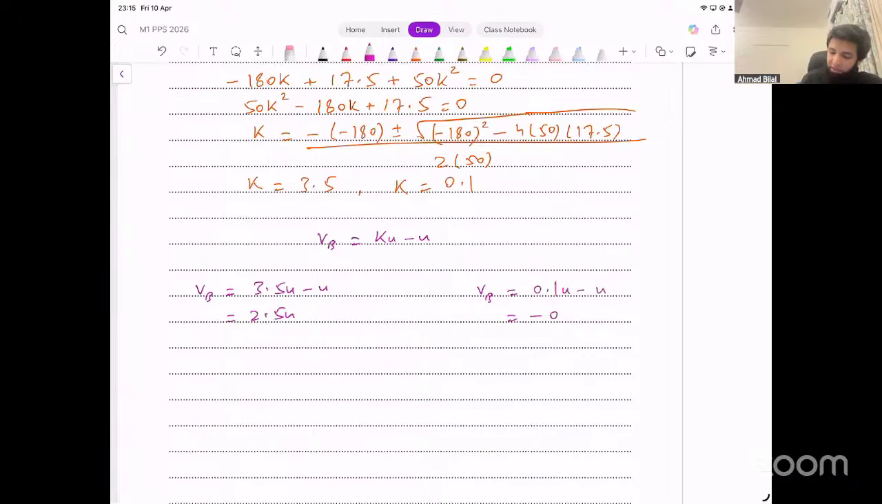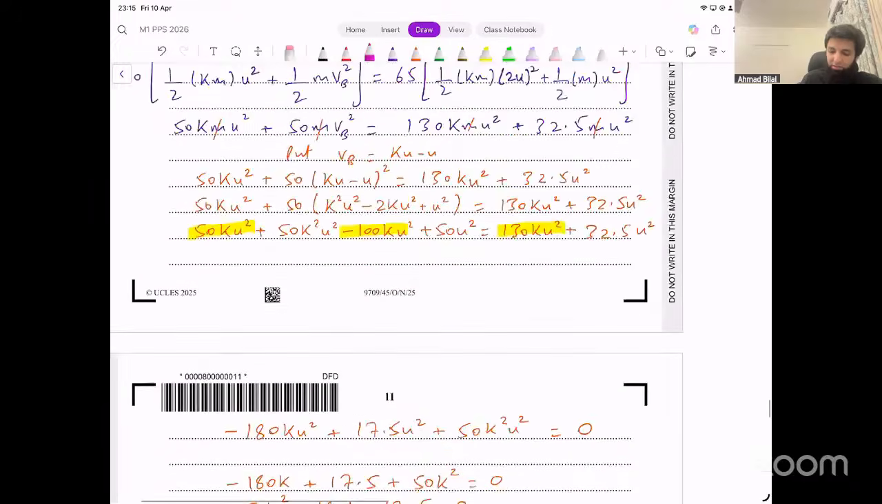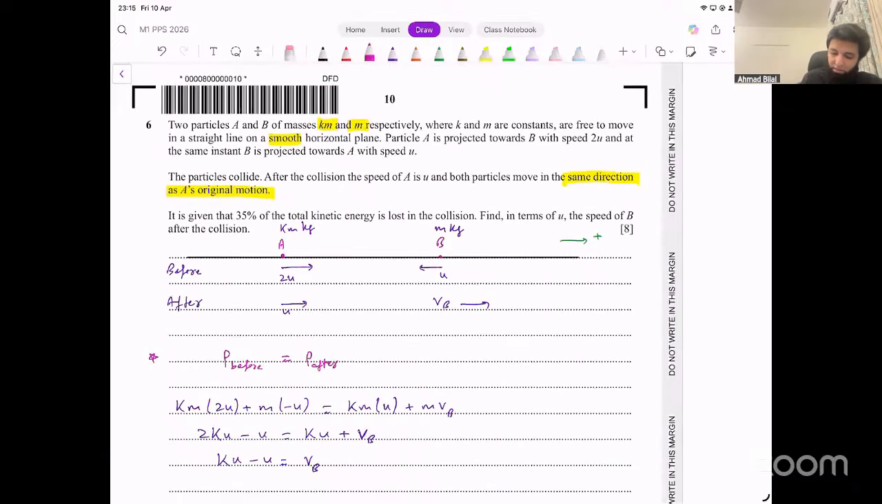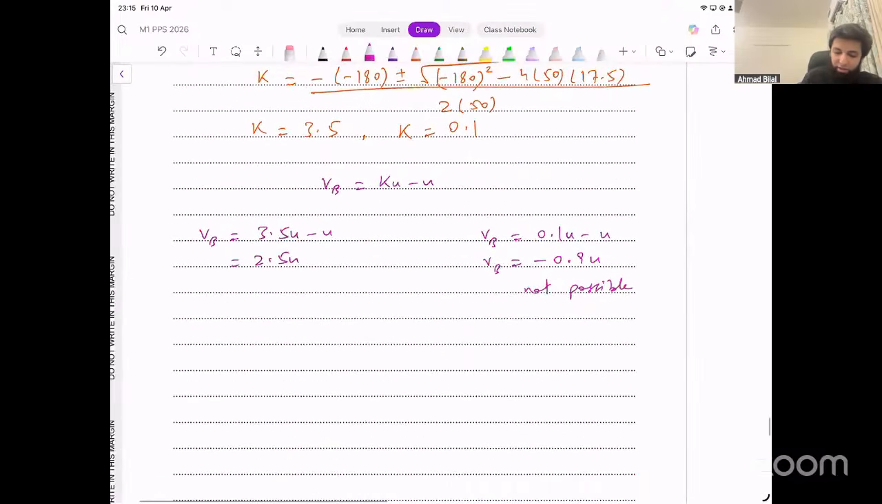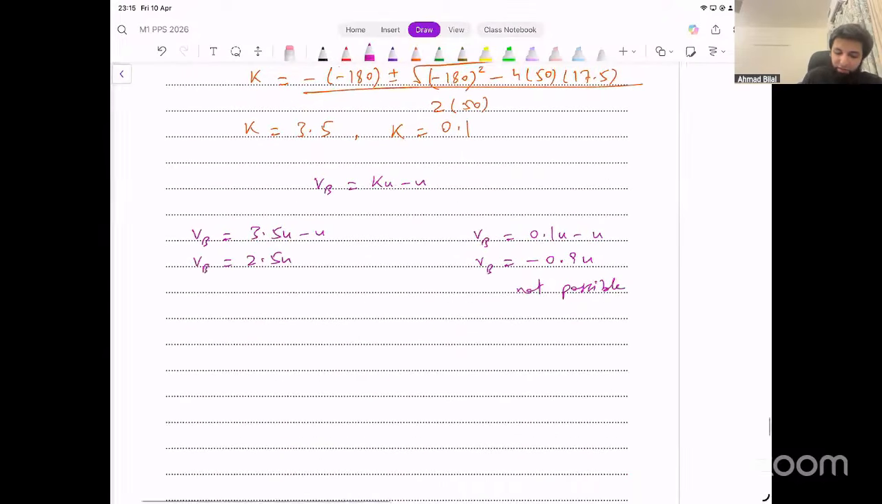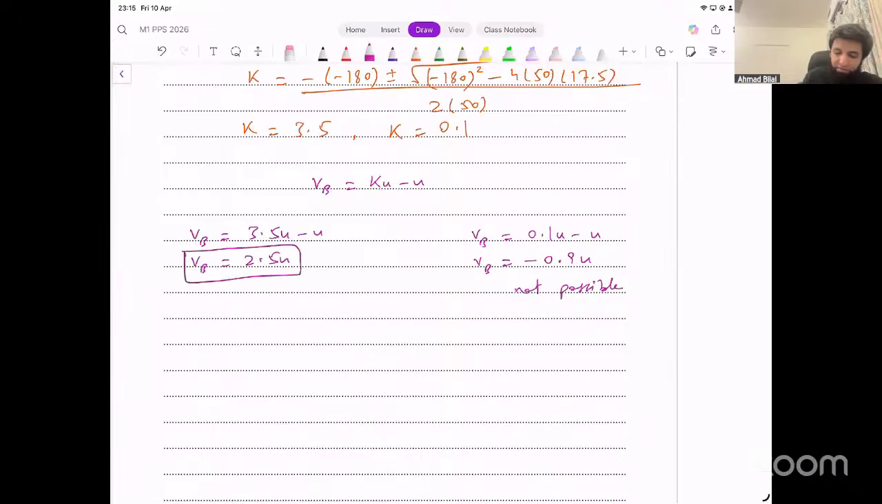Now this turns out to be negative 0.9U, and you know that's not possible because they told us both particles move in the same direction as A's original motion. So if A is moving to the right, B is also moving to the right. So its velocity cannot be negative. That's why that's not possible. And the velocity of B that we end up getting therefore is 2.5 times U.